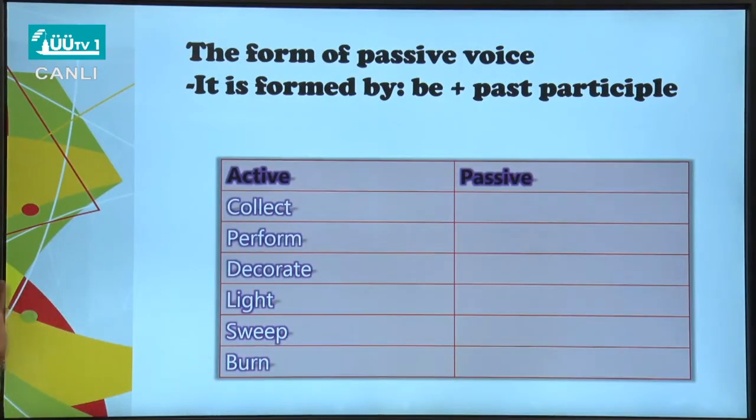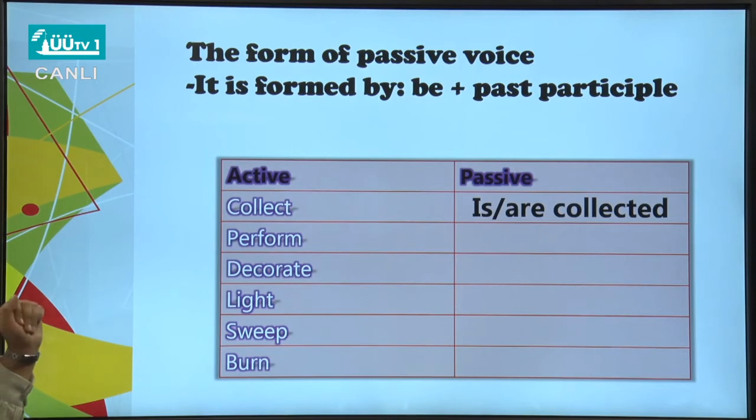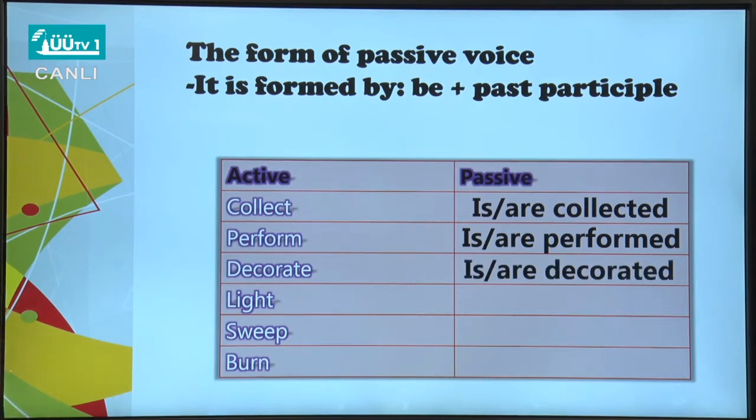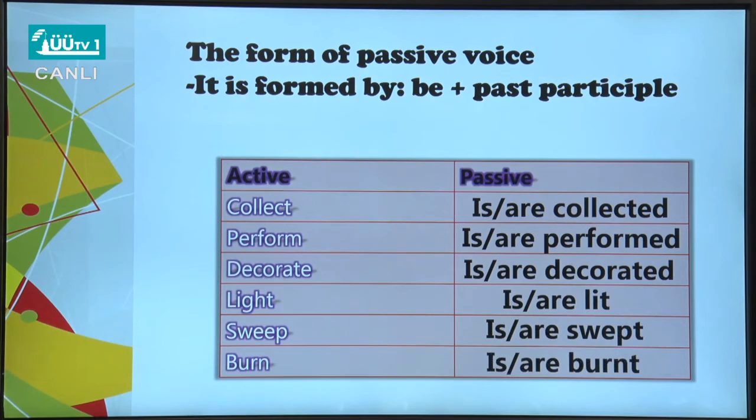So look at this table. The form of passive voice, it is formed by be plus past participle. The verb collect. The passive form of collect is collected or are collected. It depends on the subject, of course, as you guys know. Perform. Is performed or are performed. Again, decorate. Is decorated or are decorated. And so on.